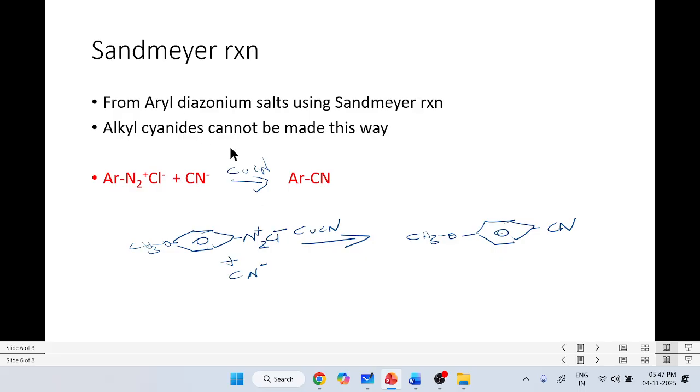Now you can also get the aryl cyanides through the diazonium reaction, the Sandmeyer reaction. You can take the aryl diazonium chloride salt and treat it with CN minus, that is potassium cyanide or sodium cyanide, in the presence of CuCN, and you get the corresponding cyanoaryl compound. Remember, alkyl cyanides cannot be made this way because alkyl diazonium salts are not stable.